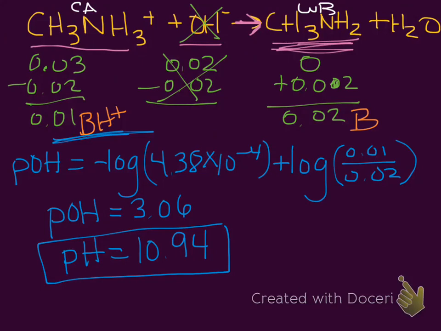And again, even though you started with an acid, that's okay because you also formed the weak base. And this just lets us know that our weak base is stronger than the conjugate acid.